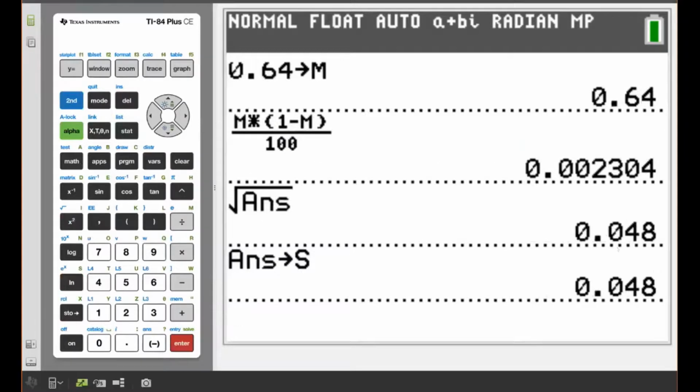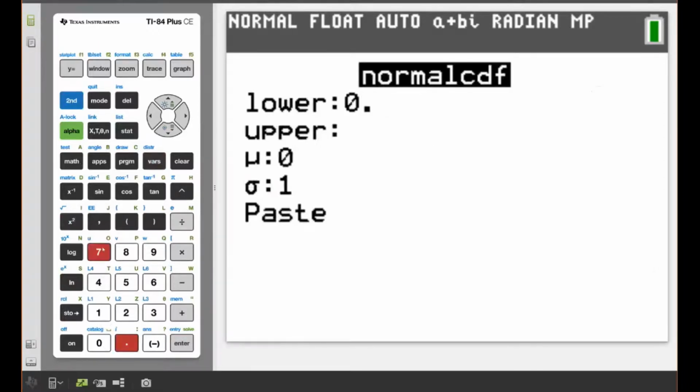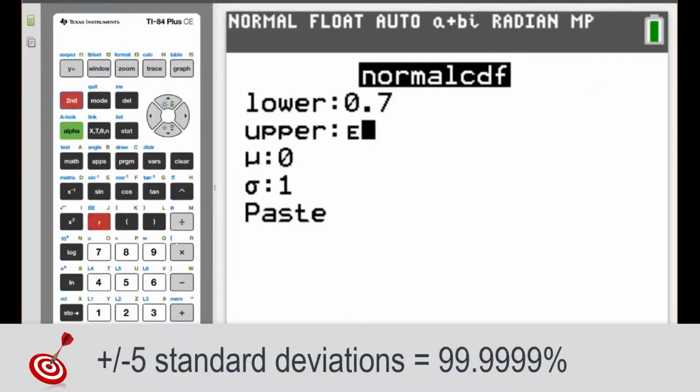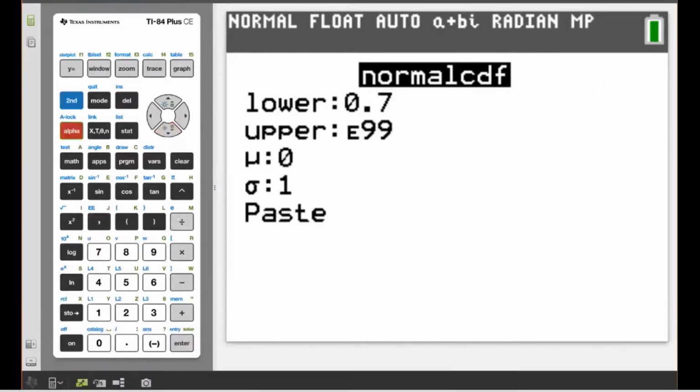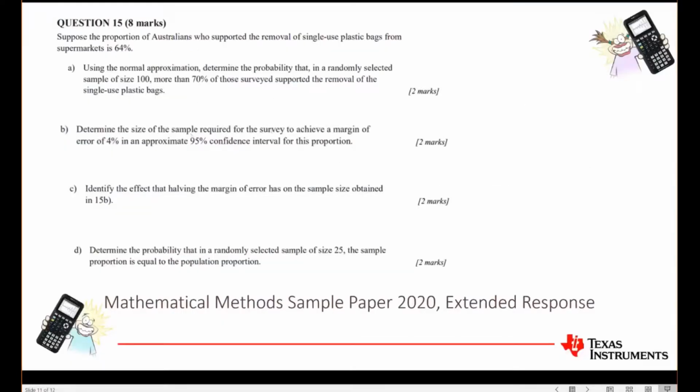The reason why I'm storing those values is because now when it comes to calculating our normal CDF to find the probability of more than 70%, my lower limit is 0.7, and for the upper limit I'm looking for E99, too many letters, E99. My mean, I can just type in as M, and my standard deviation, I can just type in as S. Okay, I'm wanting to paste that. There we go. And we can see that our probability is 0.1064.